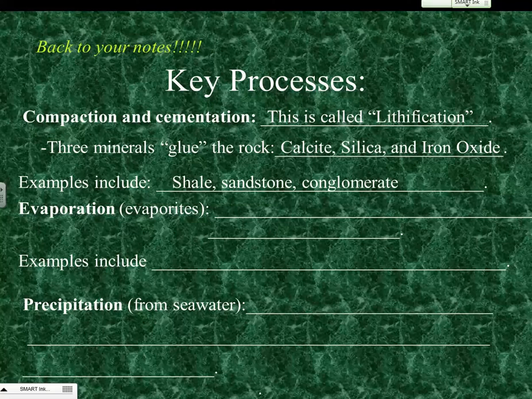Calcite, you're going to see the acid test. It's going to fizz. Iron oxide, often you'll see that as a reddish color. That's been oxidized or rusted. And the silica, you won't see much of a change. Typically rocks like sandstone made with silica cement are very strong. Okay, examples, shale, sandstone, conglomerate are great examples of those rocks.